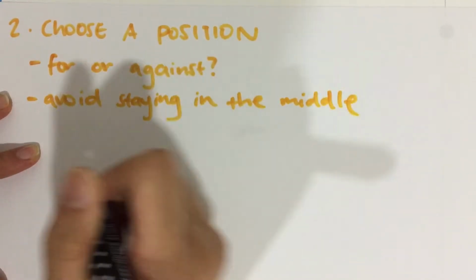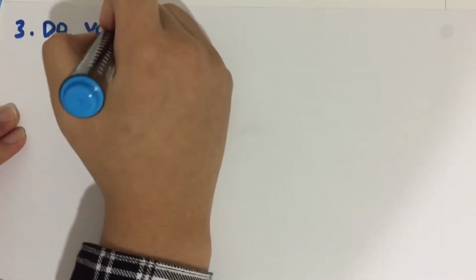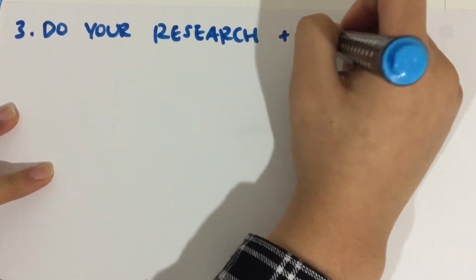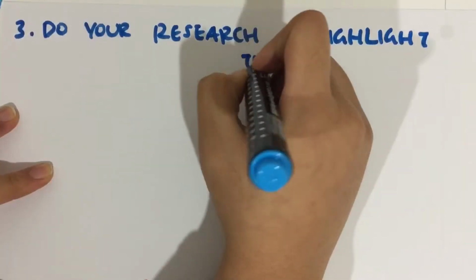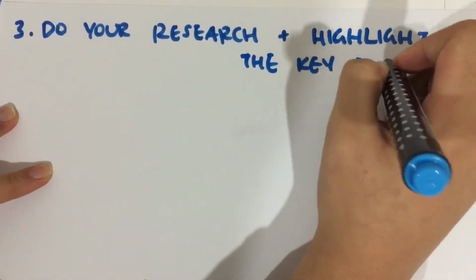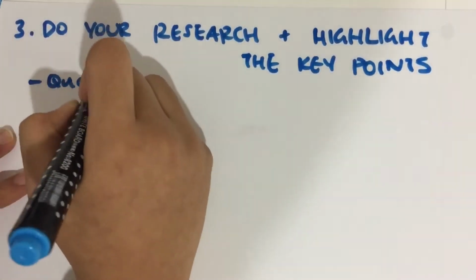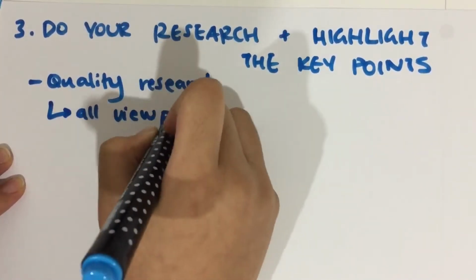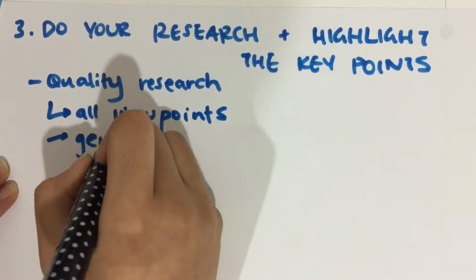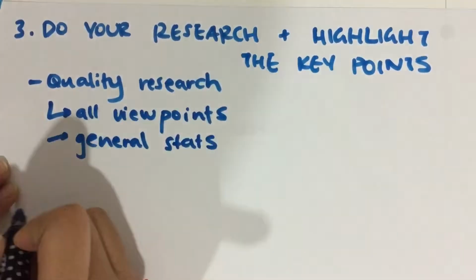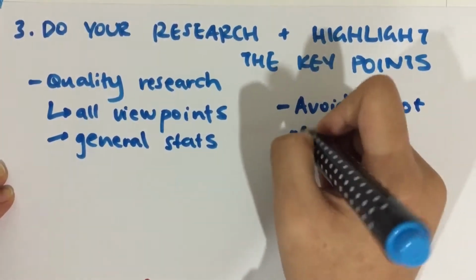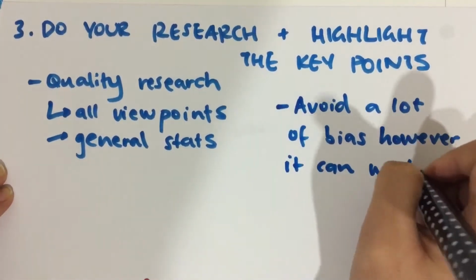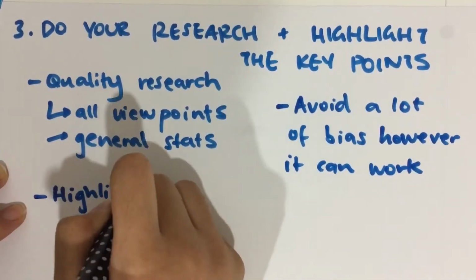The next step is to do your research and highlight the key points. But before you dive straight into your essay, you want some quality research backing up whatever you say. Don't just research information favoring your opinion. You want to look at all viewpoints and just some general background information about your topic too. This will also give you an idea of what opposing viewpoints look like, giving a reason for what you'll say and strengthening your argument.